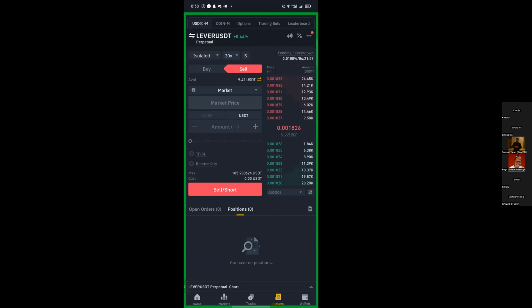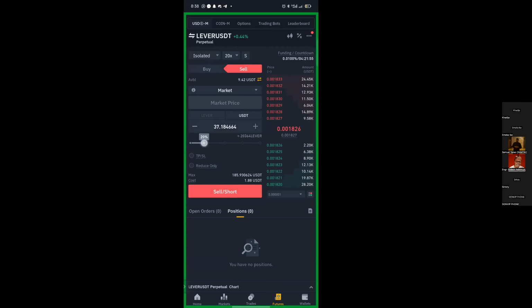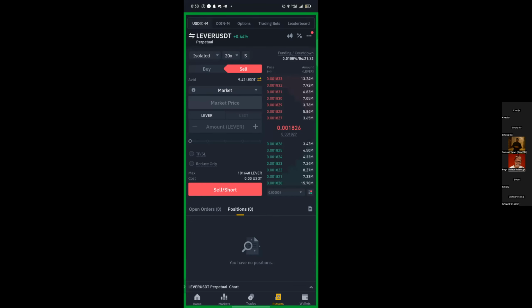So instead of 40 cents, let me say I'm using 75 cents. Look at it, this is the amount I'm using. The cost now, I'm picking this. So this is what I'm spending, under 20x leverage. I see it now. 20x leverage. Oh, sorry, I made a mistake. Let me go back.